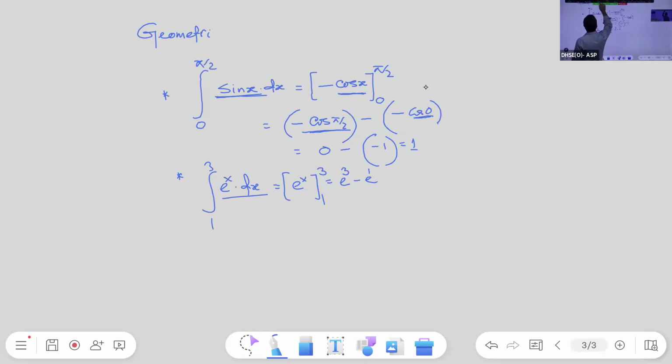Then come to the third question. The third question is the integral from 0 to 1 of x e power x dx. I think this part you didn't understand properly. First, know how to integrate the product of two functions using integration by parts.